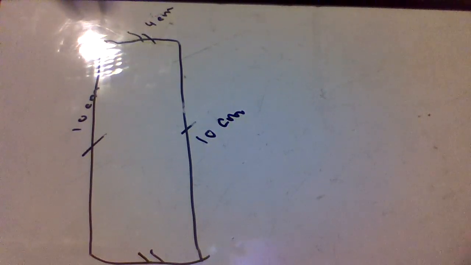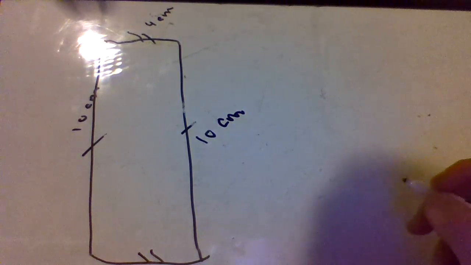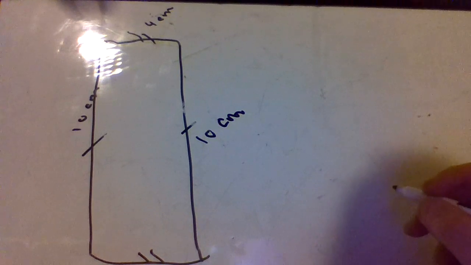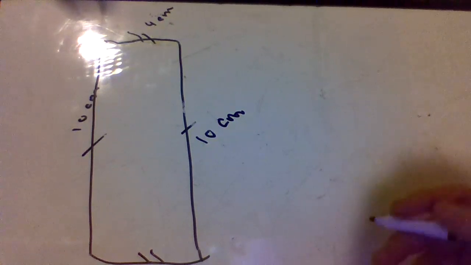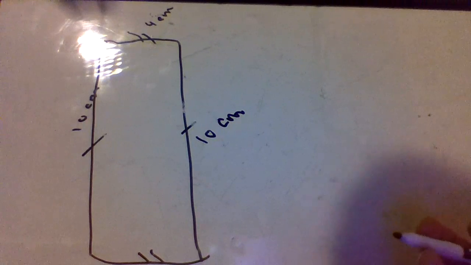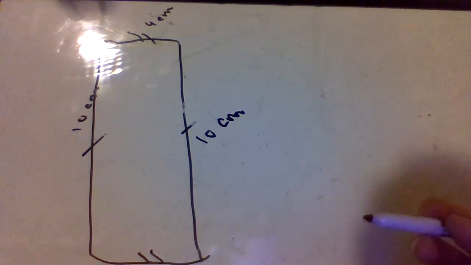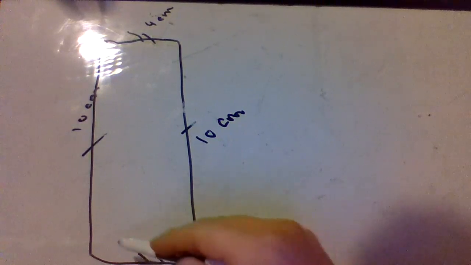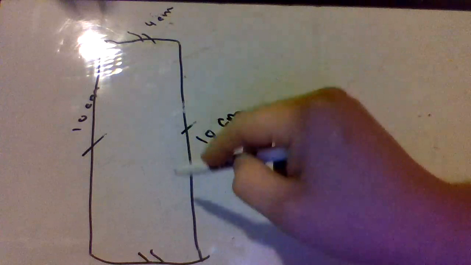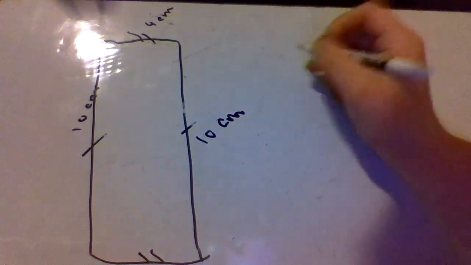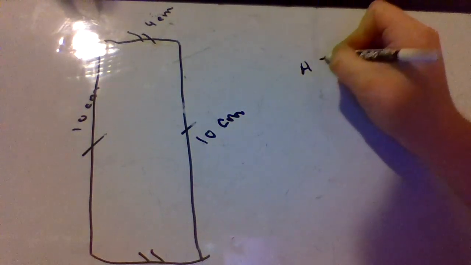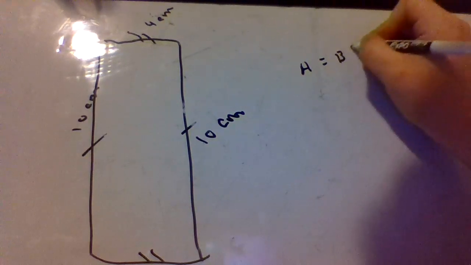But be careful when you're reading a question and it says find the perimeter or find the area. Today we're going to find the area because that's what this video is about. And the way we find the area is we multiply this side, the base, which is what it sits on, times the height. The height is here. So area equals base times height.